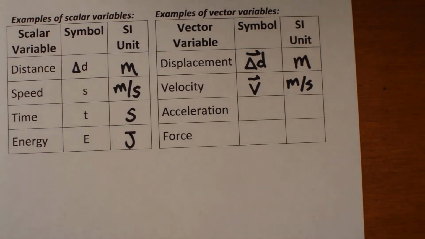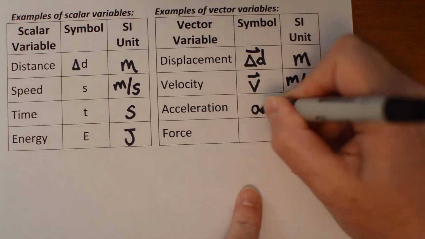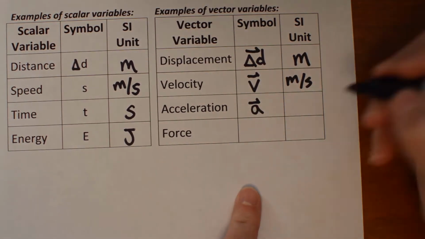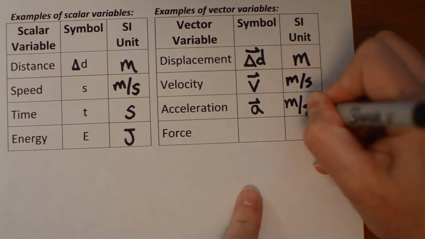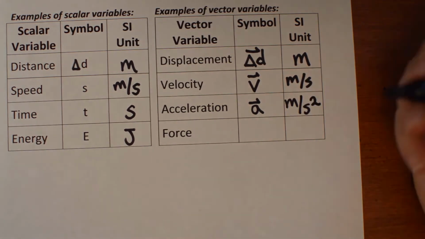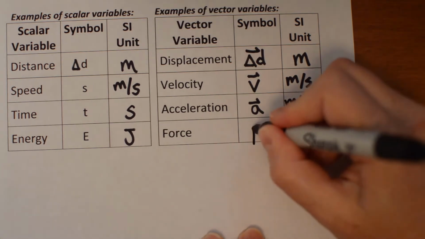A few more vector examples. Acceleration is a vector, so that has a direction to it. Its symbol is little a. Its units are meters per second squared. Another vector that we'll see in our next unit after this one is force.